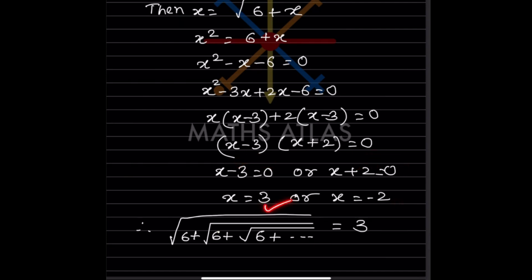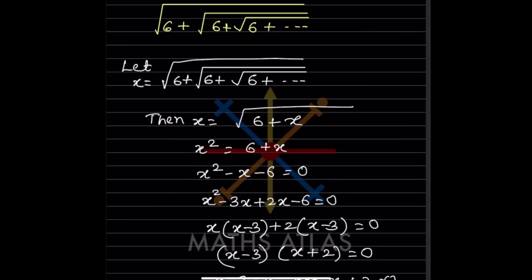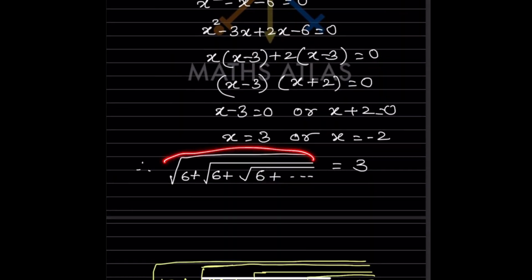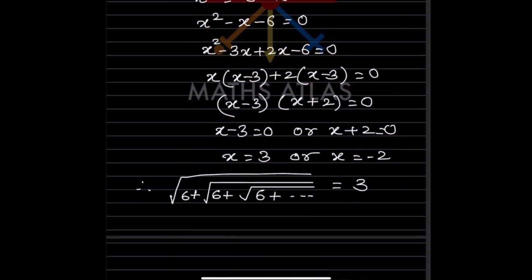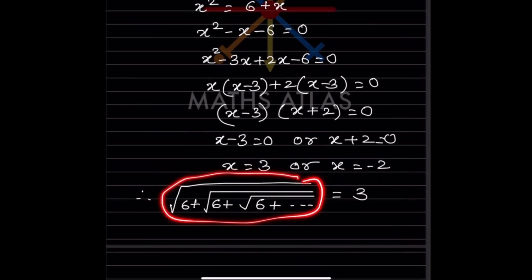Now we have 2 values of x, one negative and one positive. But a square root is never going to be negative, so we have to consider the positive value. So x is going to be 3. What we considered as x is the whole part, so the answer for this is 3.